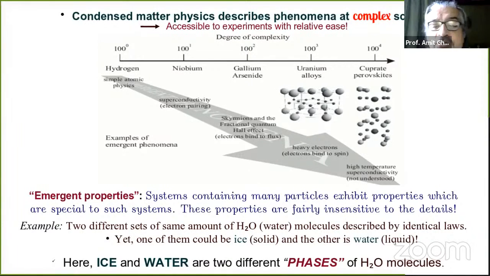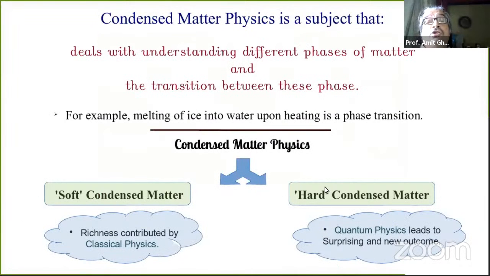Emergent properties are important to classify what are called different phases of matter. For example, ice and water are two different phases of an assembly or collection of H2O molecules. So now I'm in a better shape to define condensed matter physics in a more quantitative manner: it deals with the understanding of different phases of matter, like ice and water, and the transitions between these phases. So broadly speaking, this is what condensed matter does. It studies the phases of matter to understand each of the different phases that might be there with the material, and also how one transits from one phase to another. For example, melting of ice into water upon heating is a phase transition. So that's what are called phase transitions.